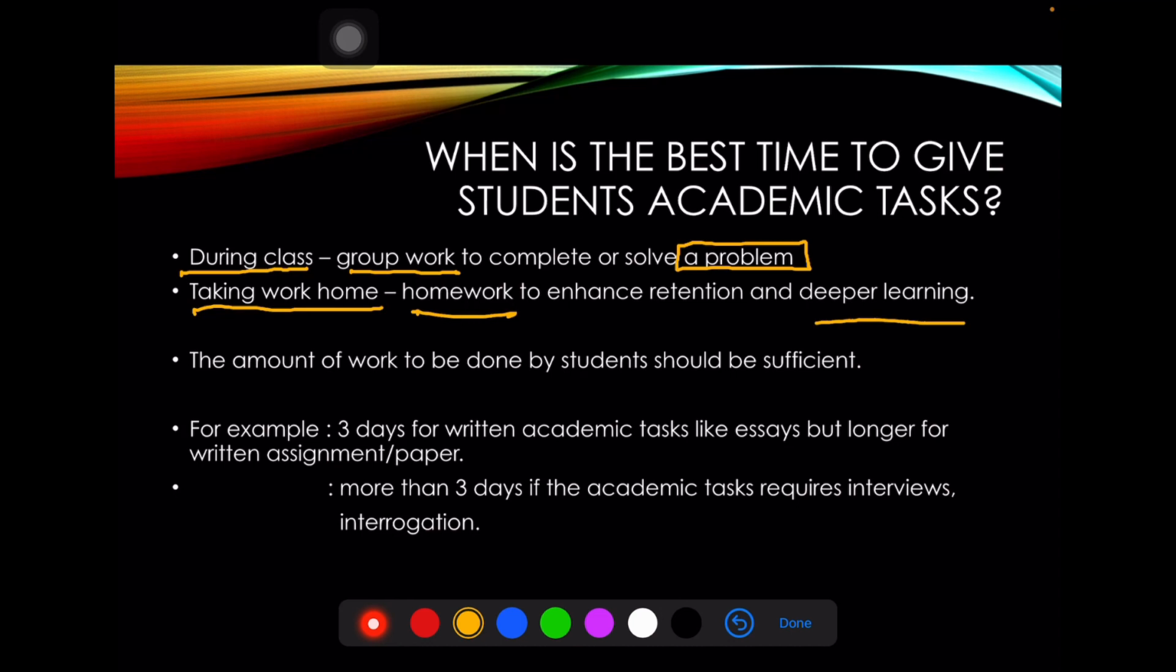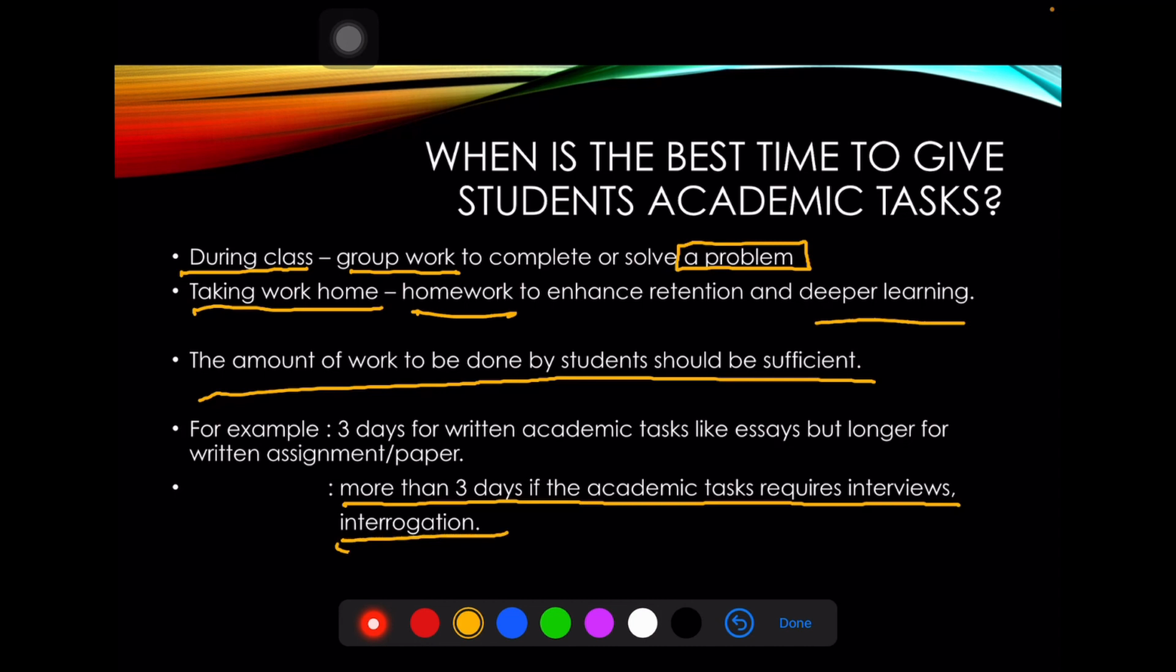Okay, and the amount of work to be done by students should be sufficient. Do not tax them, do not give them too many that it frustrates them, and that would have a negative effect on students' self-esteem. Okay, for example, 3 days for written academic tests like essays, but longer for written assignment or paper. More than 3 days if the academic test requires interviews, interrogation, etc. So this is a general timeline.